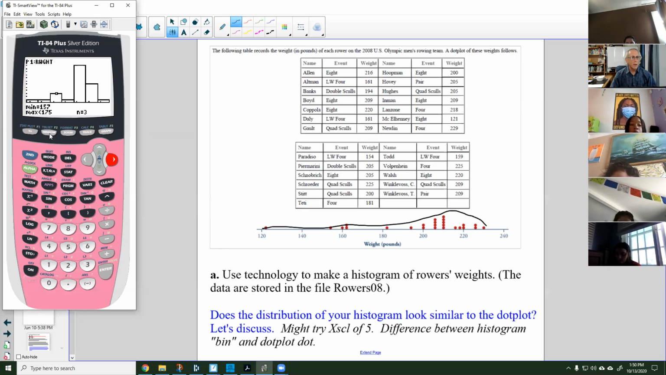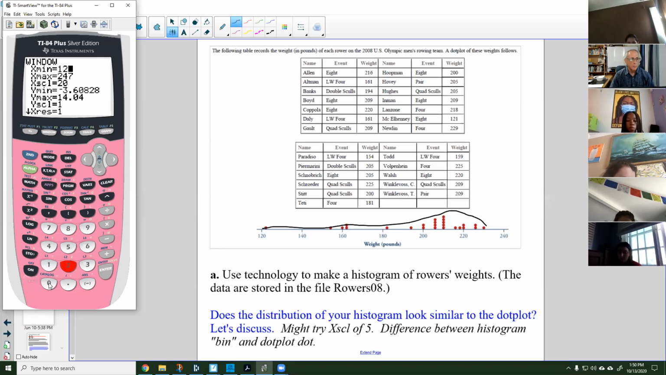So I'm going to go back to my window. And I think I'm going to make my X scale from 18, I think I'm going to bump it up to 20. And then if you remember, your minimum has to be evenly divisible by your scale. So I'm going to go down to 120. And then my maximum also has to be evenly divisible by the scale. So I think I'm going to go up to 260.